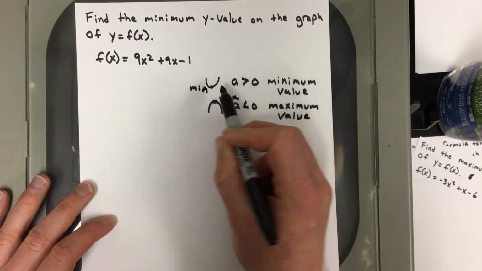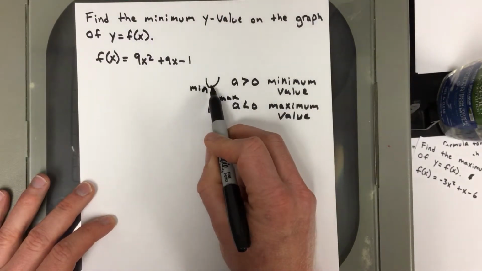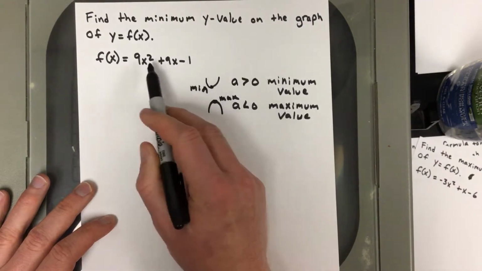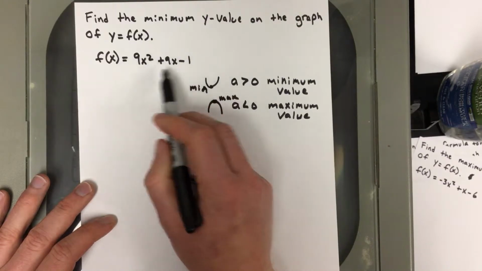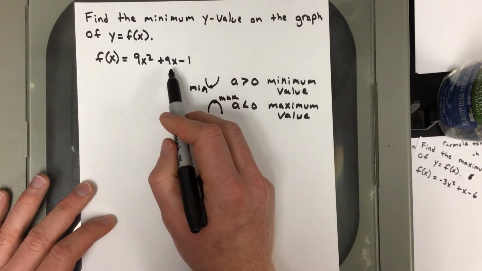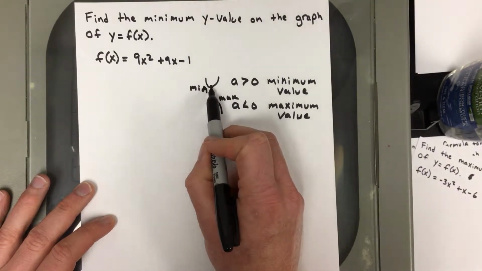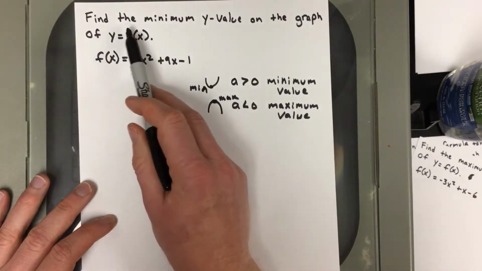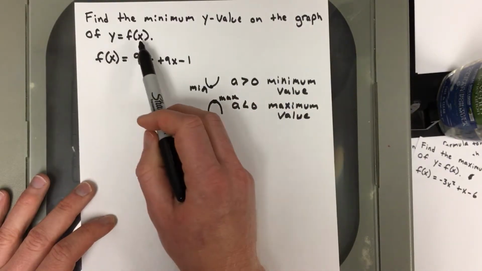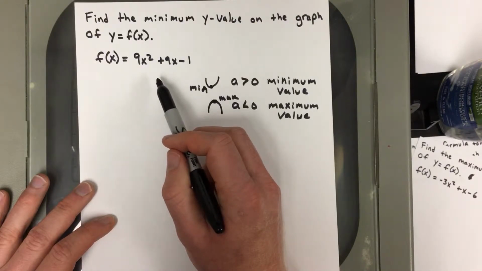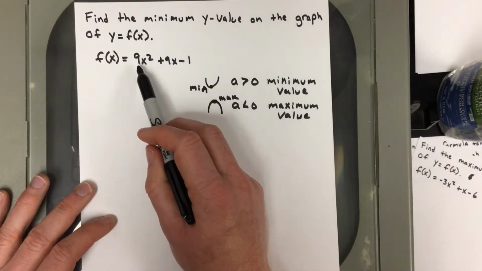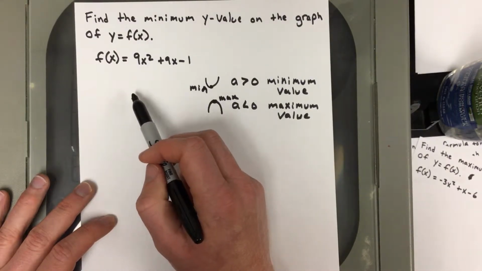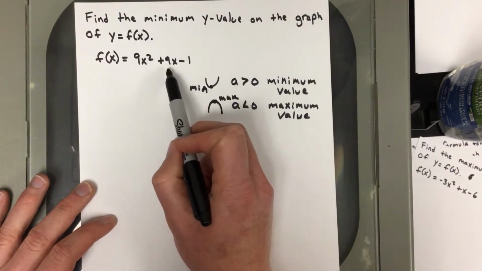So really what they're wanting to know is what's the bottom point. What's the bottom point for this function here? So if I put this in vertex form, I could find the vertex, and the vertex would be this bottom point, which is the minimum. So really when they ask, find the minimum y value on the graph of y equals f of x, they're really asking for you to find the vertex for the function. And you just have to determine whether you have a function that opens up or opens down. And then if you put that in vertex form, you'd know the vertex.